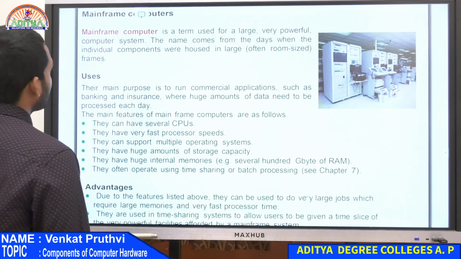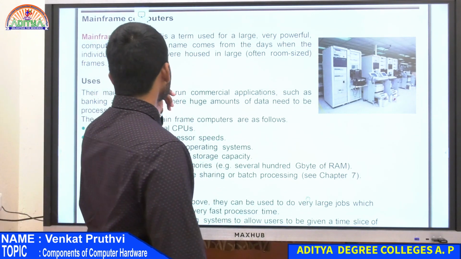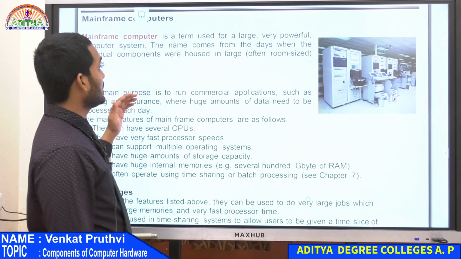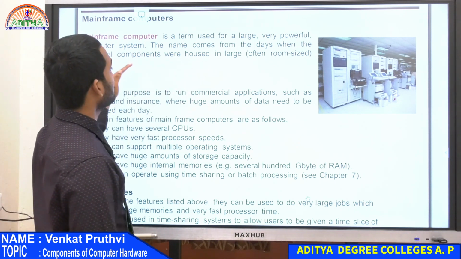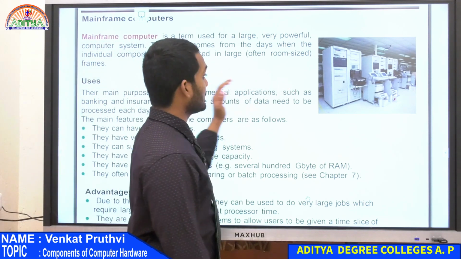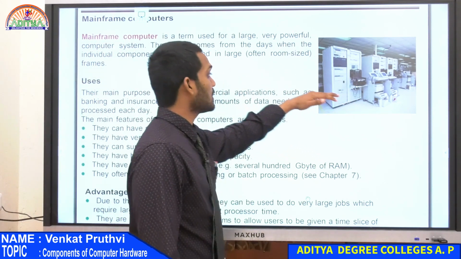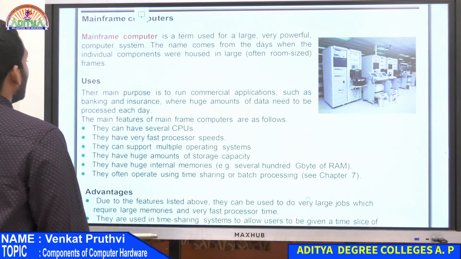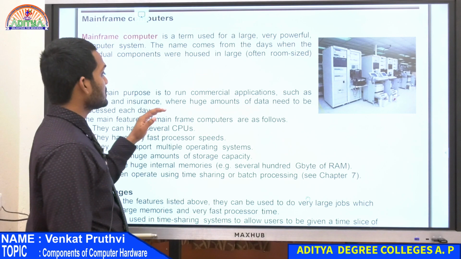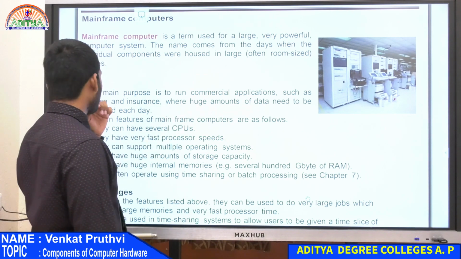These are the mainframe computers. This is one type of computer, a term used for a very large, very powerful computer system. The name comes from the days when the individual computers were housed in large, often room-sized frames. This is how the computer looks, and these are very powerful computers. Their main purpose is to run commercial applications such as banking and insurance, where huge amounts of data need to be processed each day.